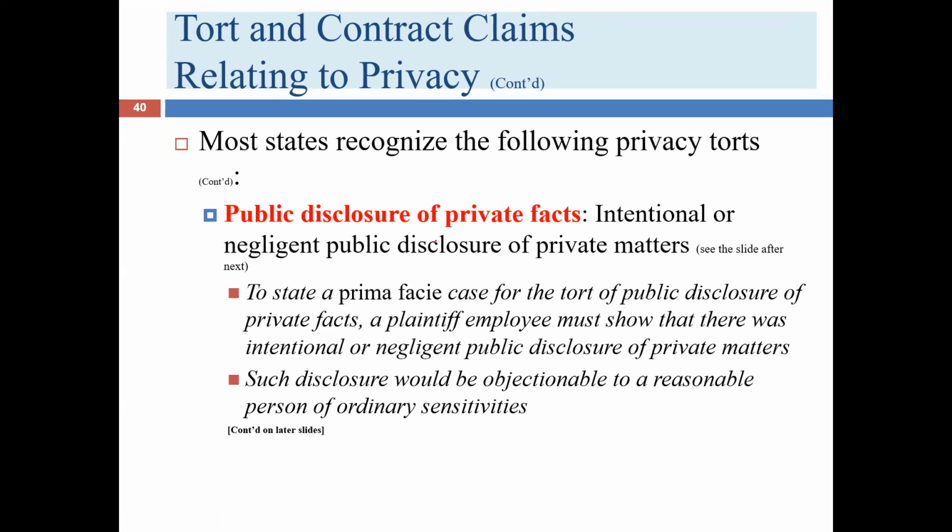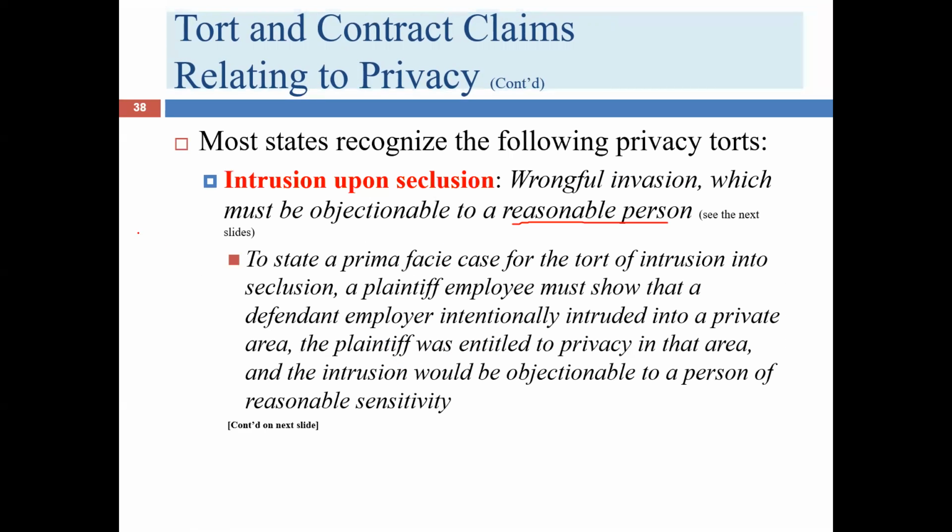Let's talk about public disclosure of private facts. So this is intentional or negligent public disclosure of private facts. And again, if you haven't added this term or this term to your Quizlet, I recommend that you do so.